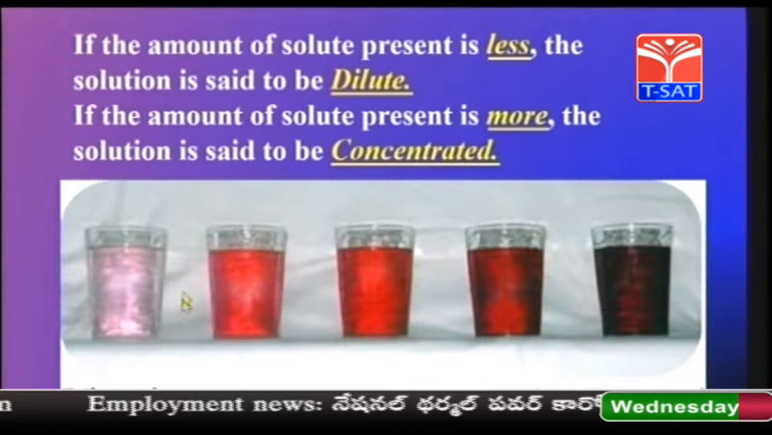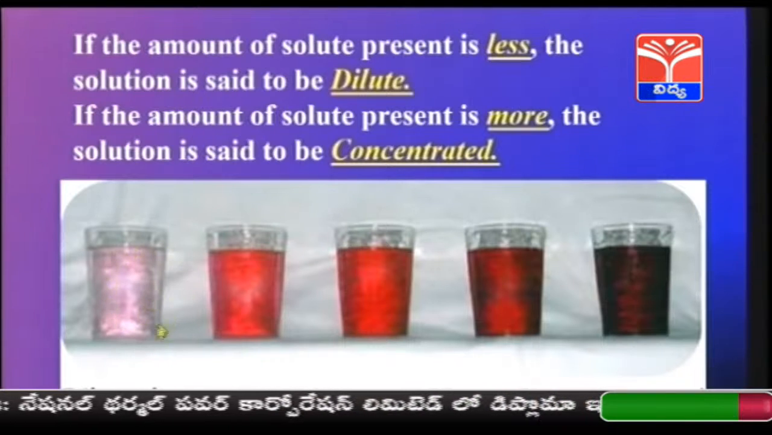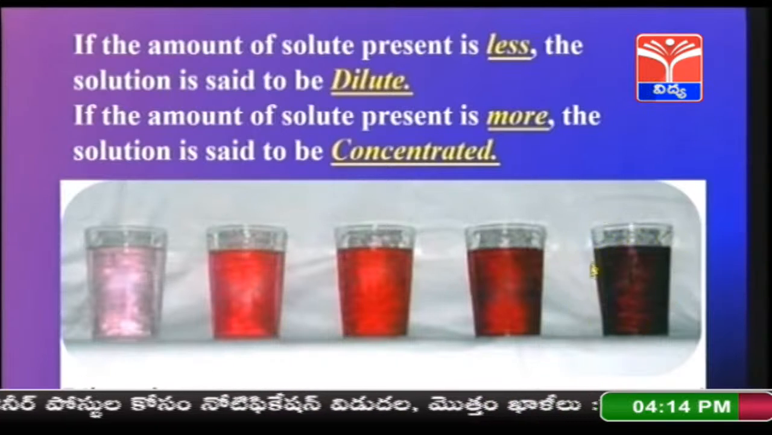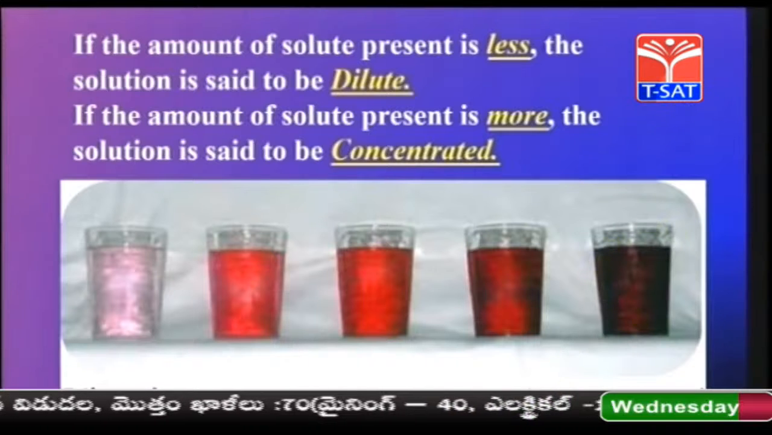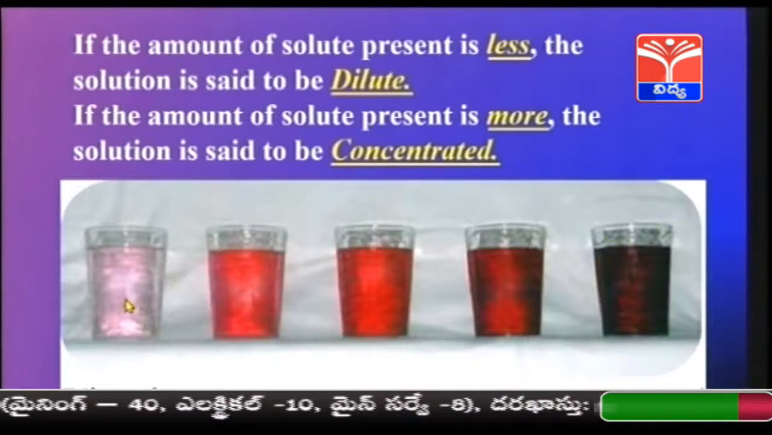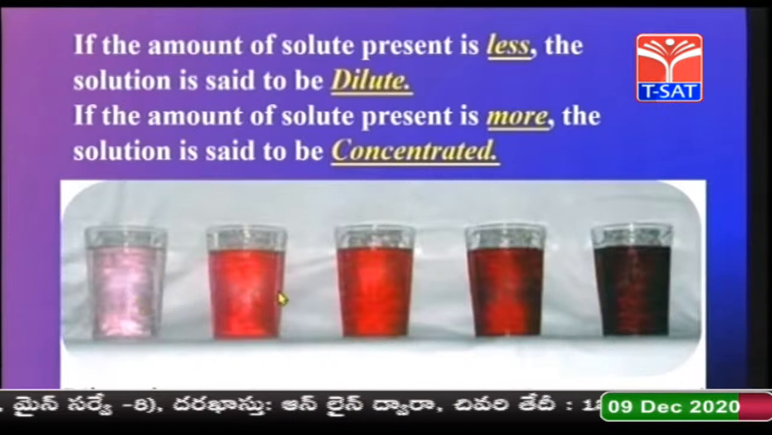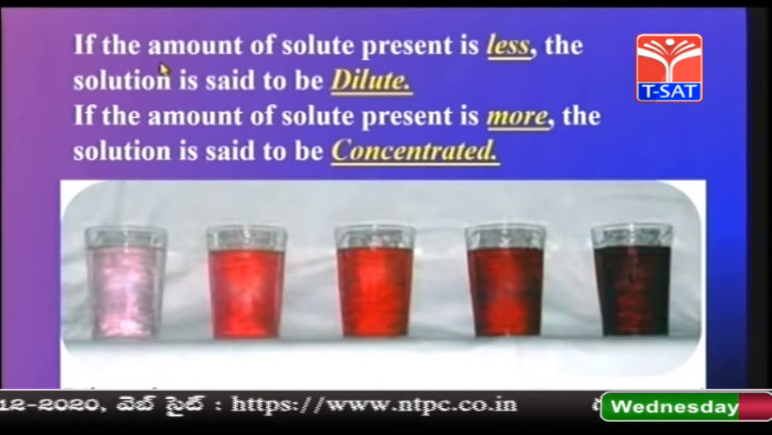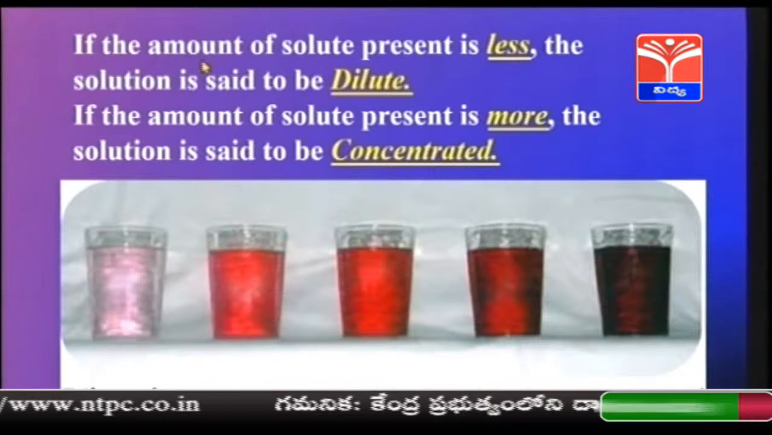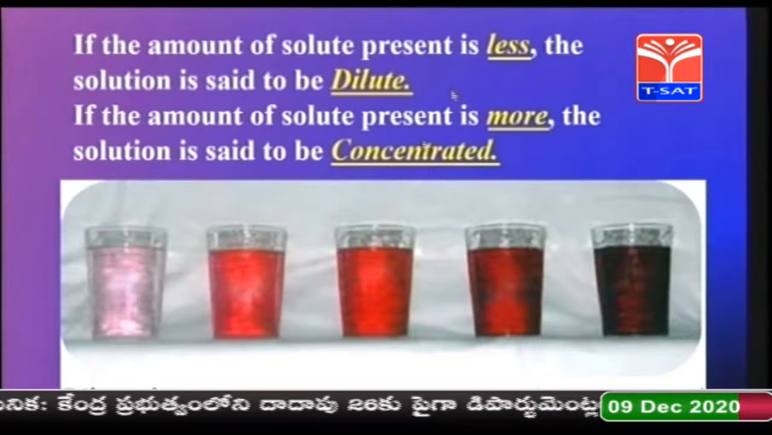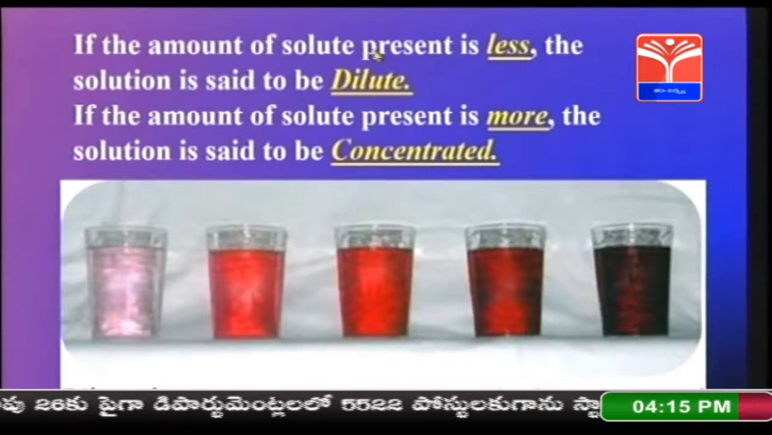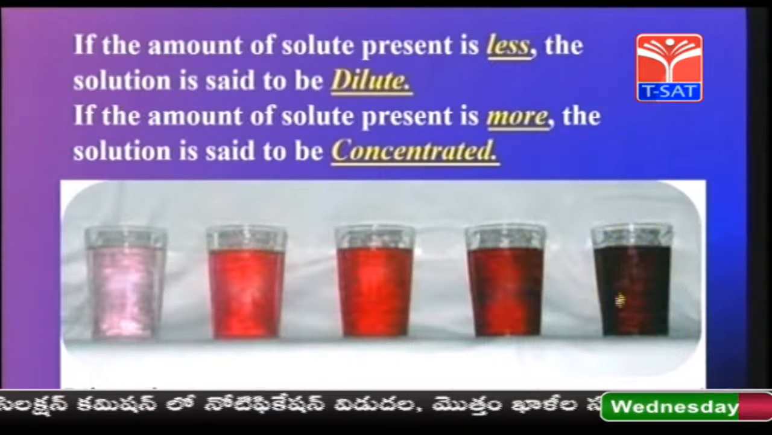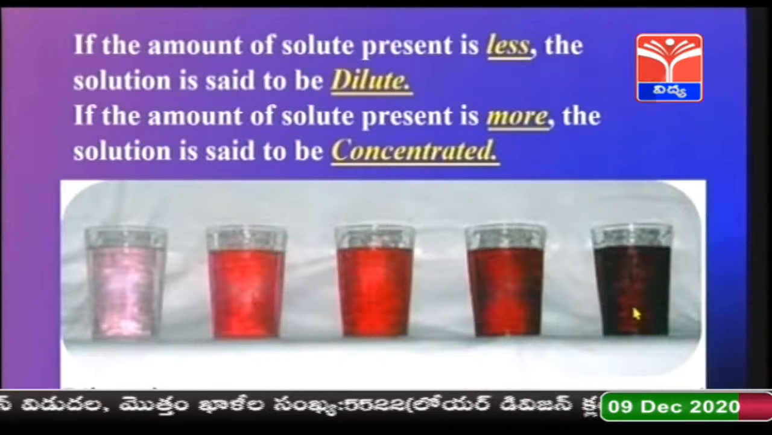So this solution which has less solute in it is called a dilute solution, and this solution in which we have added more drops of ink is called a concentrated solution. As the amount of solute increases, the dilute solution becomes a concentrated solution. Let us define what a dilute solution and a concentrated solution are. If the amount of solute present in the solution is less, then we call it a dilute solution, and if the amount of solute present is more, then we call it a concentrated solution.